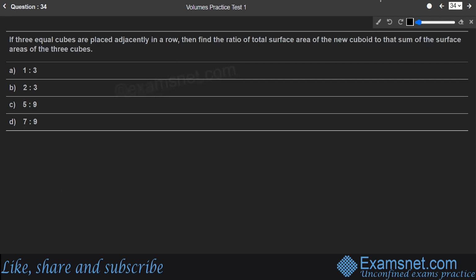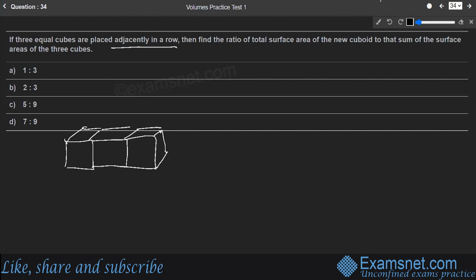Now he says, if three cubes are placed adjacently in a row, then find the ratio of the total surface area of the new cuboid to the sum of the surface areas of the three cubes. So these are the three cubes that have been joined together like this, 1, 2, and 3. These are the frontal surfaces, and this is how they look. Now he's saying these are joined adjacently in a row. Find the ratio of total surface area.